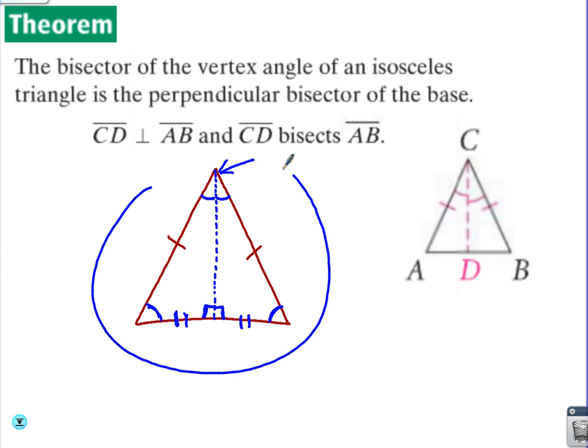And if you just want to draw this and just make sure that you know anytime you have an isosceles triangle, that's going to be the case. If you draw a perpendicular bisector, it's also going to be the vertex angle bisector. If you draw a vertex angle bisector, it's also the perpendicular bisector.